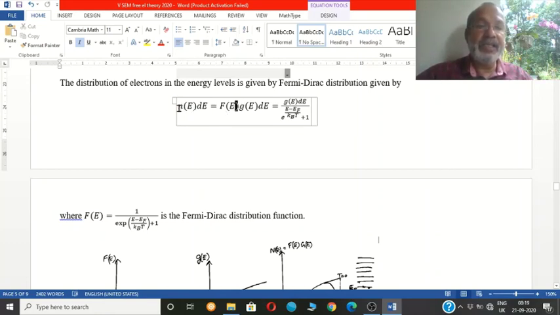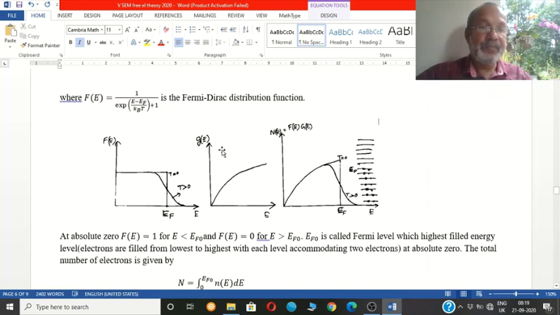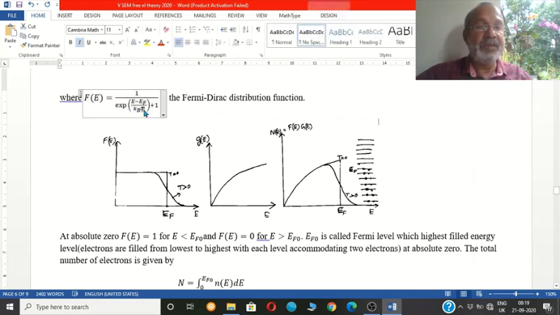Now let us study the graph of N(E). If you cancel dE on both sides, N(E) will be F(E) into G(E). G(E) we have already seen, and F(E) is a function. The F(E) function for two different temperatures is plotted here. At T equal to 0, that is at absolute 0, the function is a step function from 0 to an energy EF, where the value of the function is 1, and thereafter, for E greater than EF, the value of the function is 0.